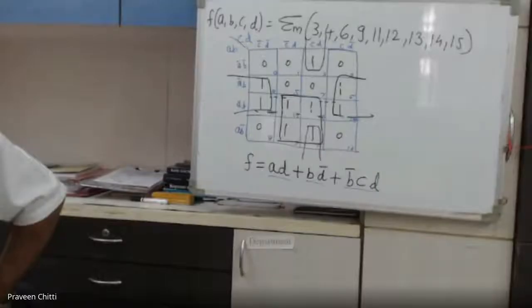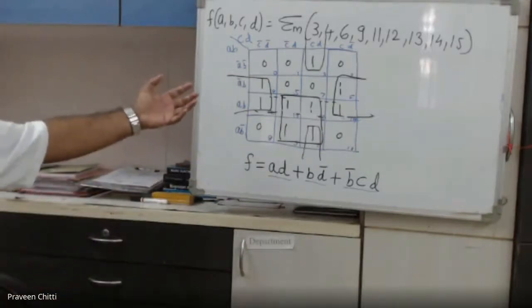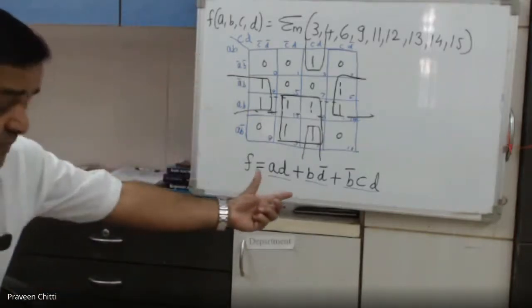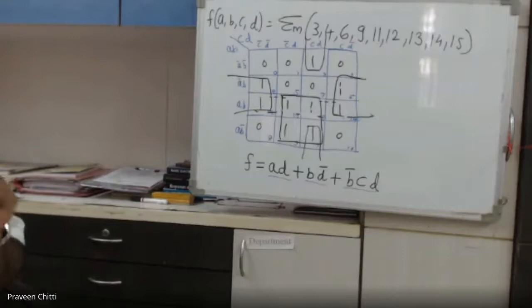Yes, Nikhil. The pair should eliminate one variable. Pair will eliminate one variable. What are the 4 variables you have? A, B, C, D. But there the pair has given what? B bar, C, D. So which variable is eliminated there? A. A is eliminated. That's what you have to remember. A pair always eliminates one variable. A quad eliminates 2 variables. An octet eliminates what? 3 variables. Any other doubt? Good. If you have any doubt, you ask so that it will be clear for all others also.